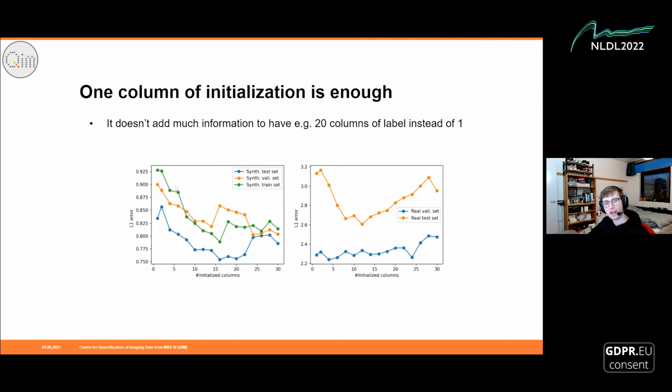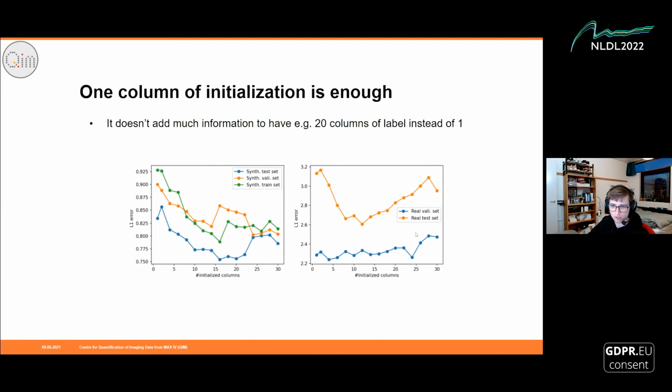We investigated how many columns of pixels the network needs to consistently segment images. And what we see is that the initialization size doesn't matter a lot. The error here only goes down very little when you give it 30 columns of pixels instead of just a single one. And for the real data, there's almost no general trend, at least not as clear as in the synthetic data, but we have to remember that we don't have too much real data to validate and test on.